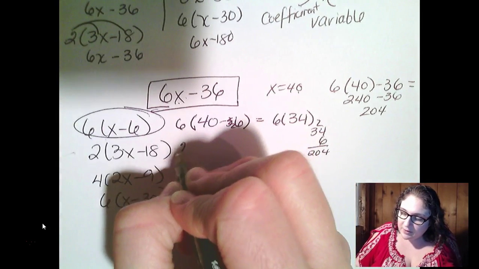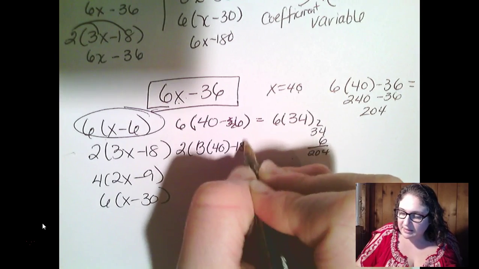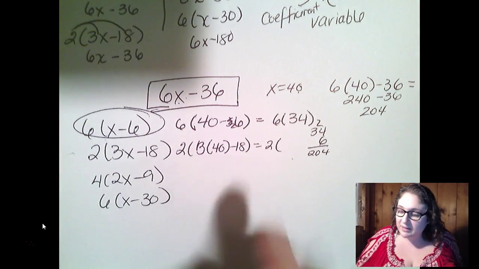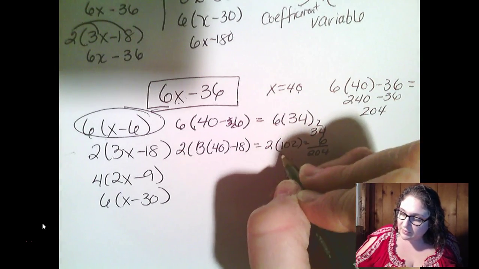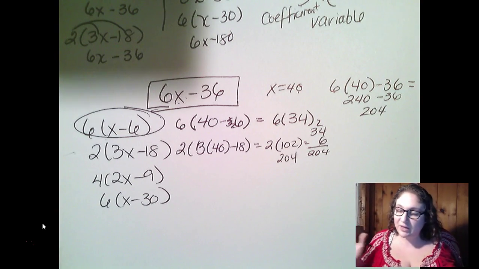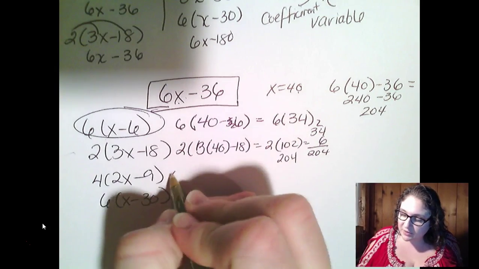Next one. 2 times 3 times 40 minus 18. That's going to give me 2 times, well, this is 120 minus 18 is 102. And 102 times 2 is definitely 204. All I'm doing is substituting. This is the math hack way. If you don't know how to do the factoring and other stuff, pick a number bigger than this because it's subtraction, plug it in. Here's the next one.